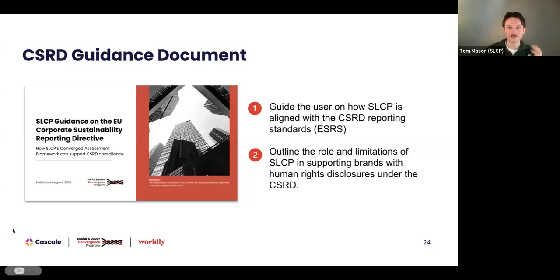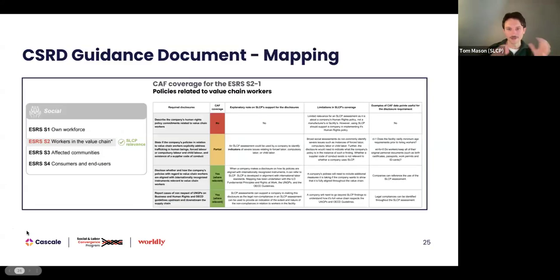So jumping to the next slide, similar to the toolkit, we've undertaken a very technical mapping, which you definitely do not need to try and read on this slide because I know that the writing's far too small for that. But you can see here just on a high level that workers in the value chain is one of the areas that companies need to report on as part of their CSRD reporting. And this is something that SLCP data or conducting an SLCP assessment can help provide supporting information for companies when they do this reporting.